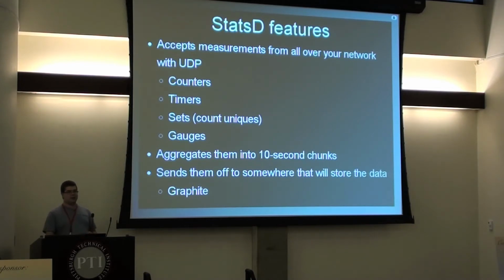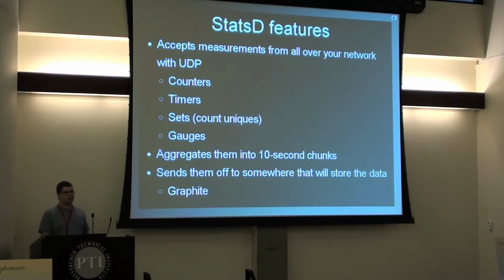So then it will count how many different users hit the page in the aggregation period. You don't have to do counting there, you just say user hobbs hit the page, user R Jeffrey hit the page, and it's going to say, all right, I've seen two different unique things. And gauges are for sort of slow moving things.